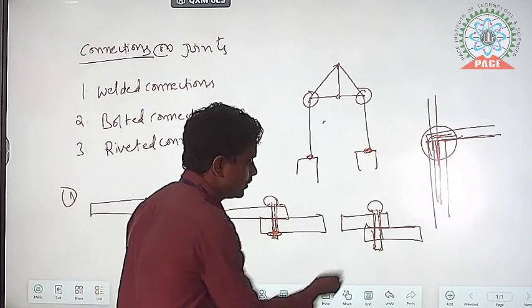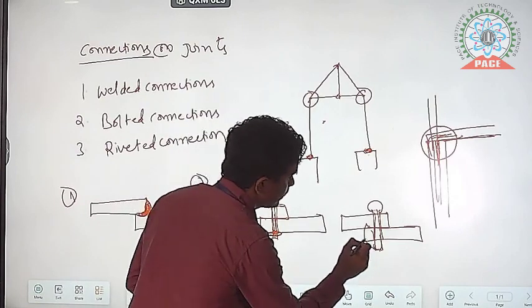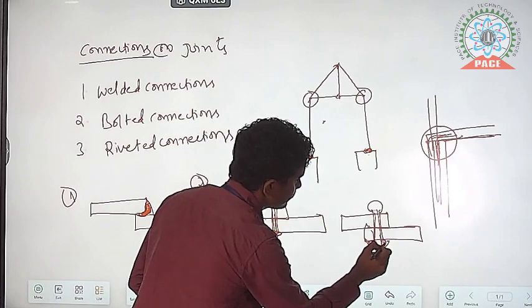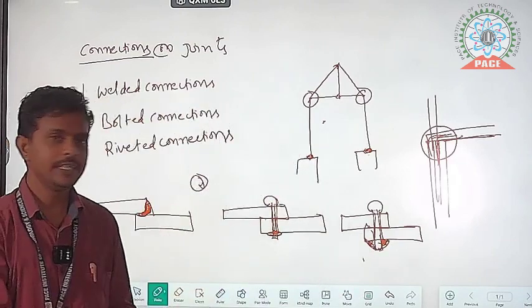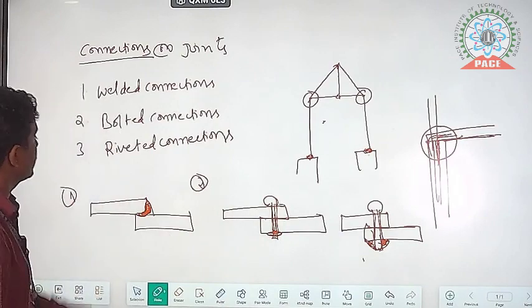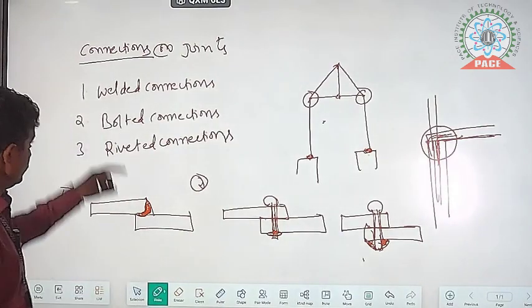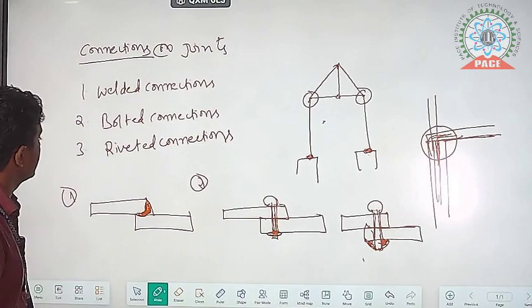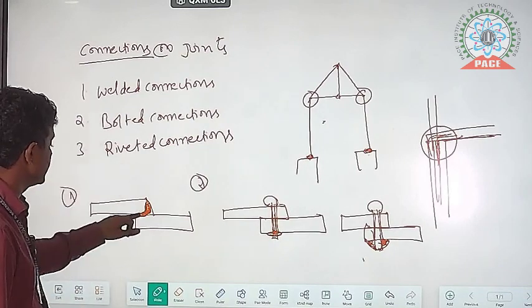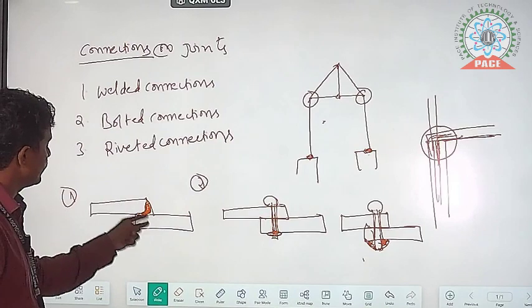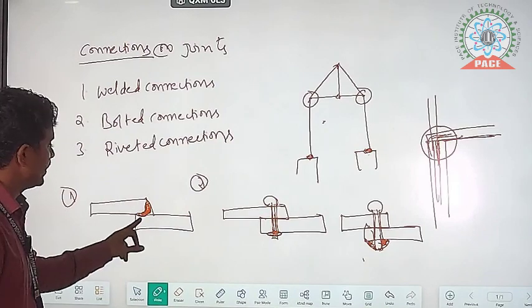These are the three types of connections: welded connections, bolted connections, and the next one is the riveted connections. Welded connections means simply we have to do the welding by using electric arc and weld metal. So this is about the welding. The second one is the bolting. We have to make a hole, send the bolt and tie by using a nut.